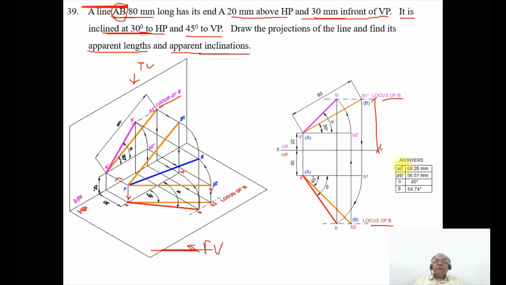will be 69 mm. By using the protractor, you measure the angle of a dash b dash with respect to the horizontal, which is alpha, the apparent inclination with respect to HP. So alpha will be exactly equal to 45 degrees, and by using the protractor with A as center with respect to the horizontal, you measure this particular angle, taking it below the horizontal line, and which will be equal to beta, which is 54.74 degrees when you are doing it manually. When you are doing it in computer, this angle will be equal to 55 degrees.